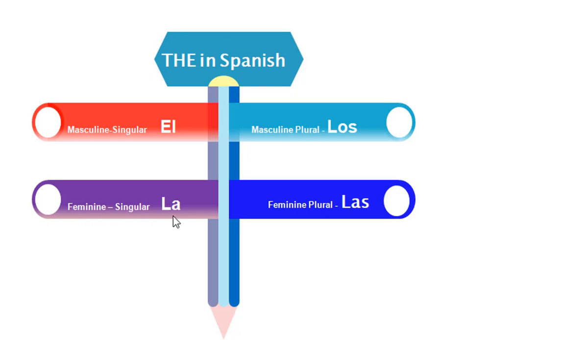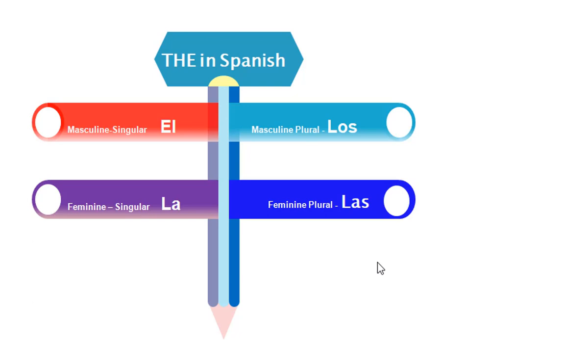But let's start from the top. All right. So how do we define "the" for a masculine singular noun? It is el. And for masculine plural, it is los. For feminine singular, it is la. And for feminine plural, it is las. We just added s to this la and it became las.